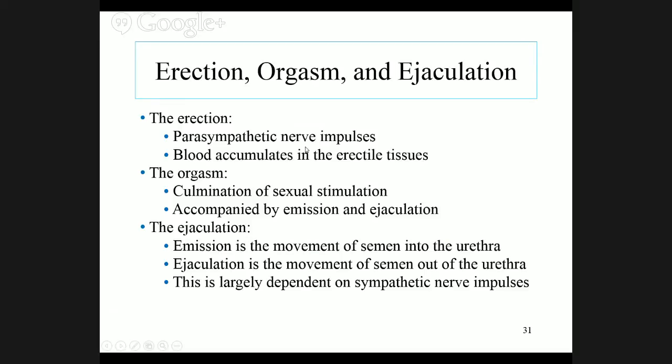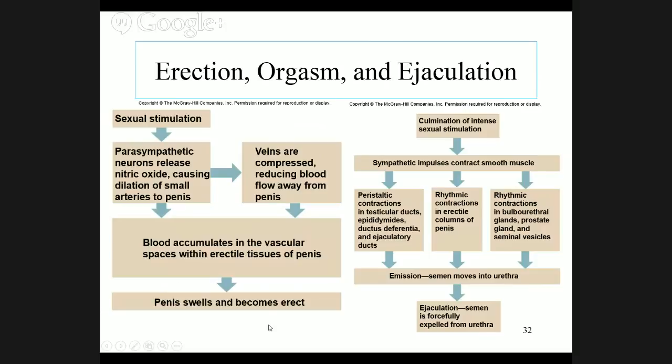Parasympathetic nerve impulses control erection. Blood accumulates in erectile tissues. The orgasm is the culmination of sexual stimulation accompanied by emission and ejaculation. Emission is the movement of semen in the urethra. Ejaculation is the movement of semen out of the urethra. This is largely dependent on sympathetic nerve impulses.